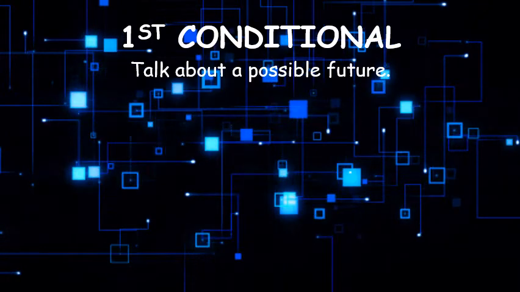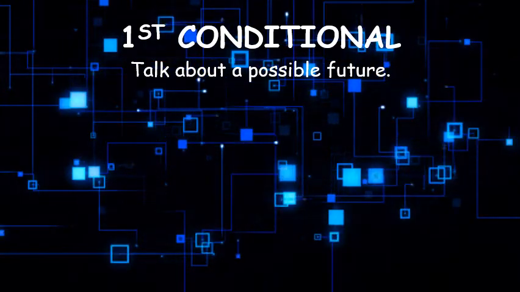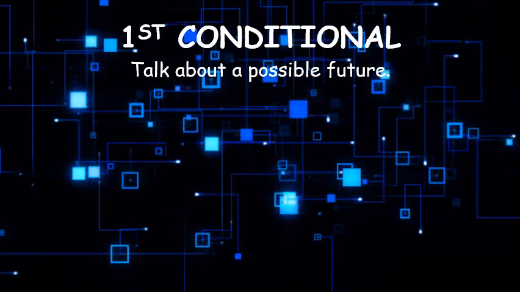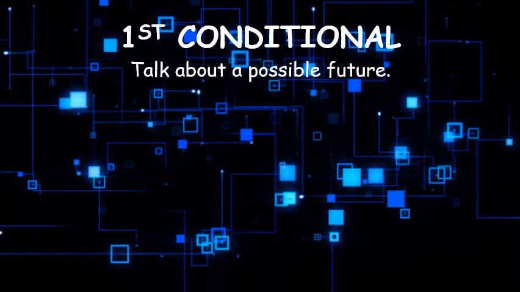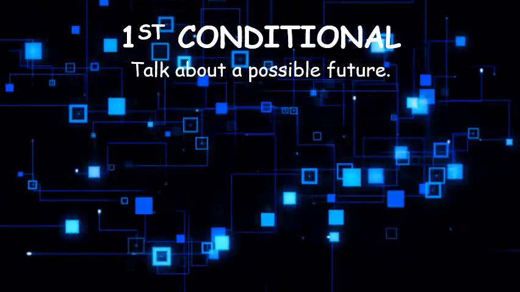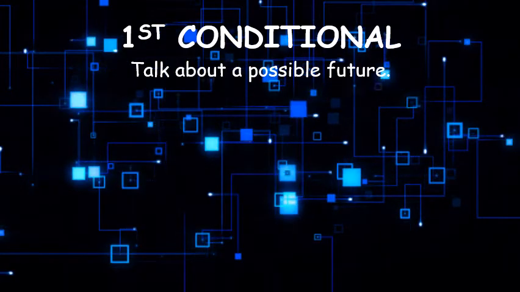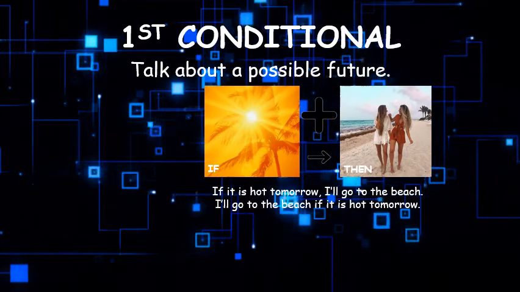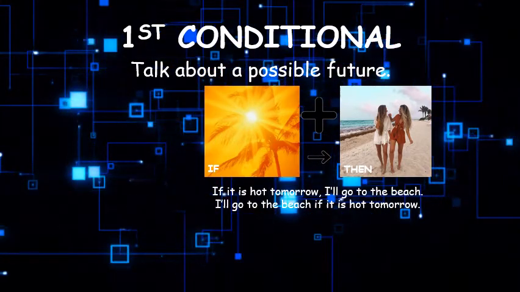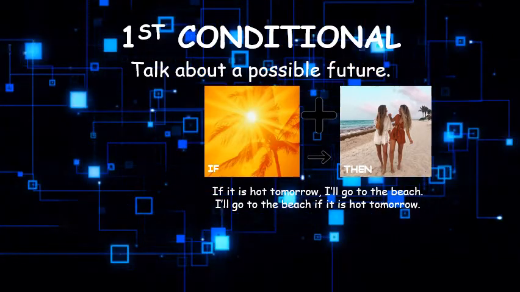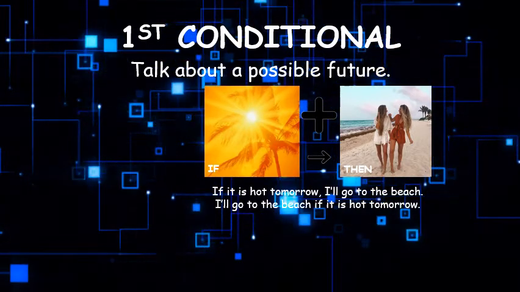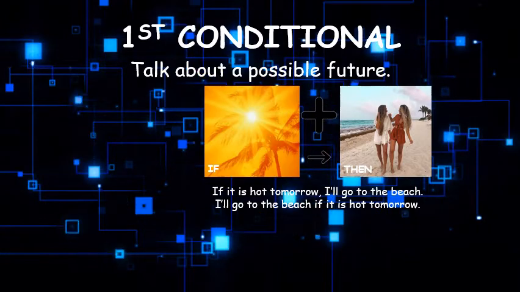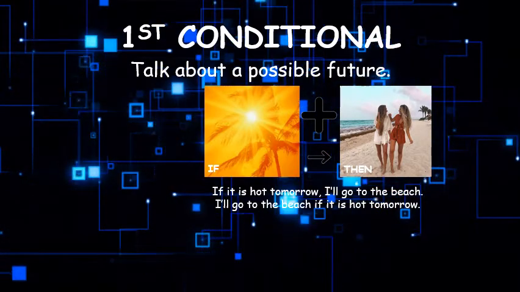The first conditional talks about a possible future. Remember that the zero conditional is when we want to say something that is true or a fact, okay? So what happened here? We are talking about a possible future. For example, if it's hot tomorrow, I'll go to the beach. I'll go to the beach if it is hot tomorrow. Notice, kids, that when we have the if clause at the beginning, we have to use a comma. But when we change it, we don't have to use any comma.